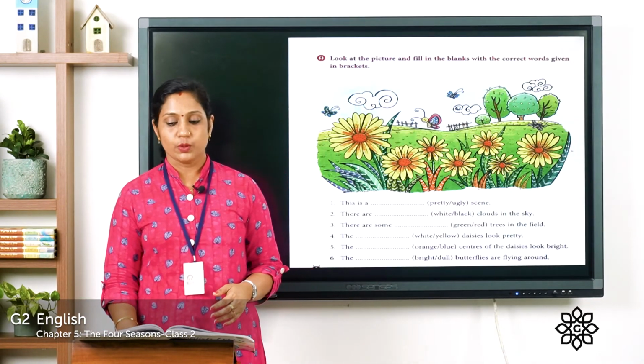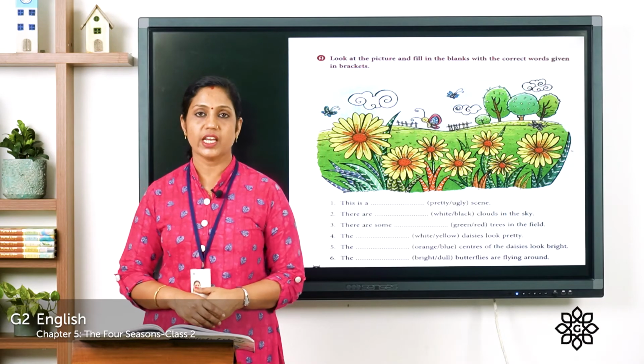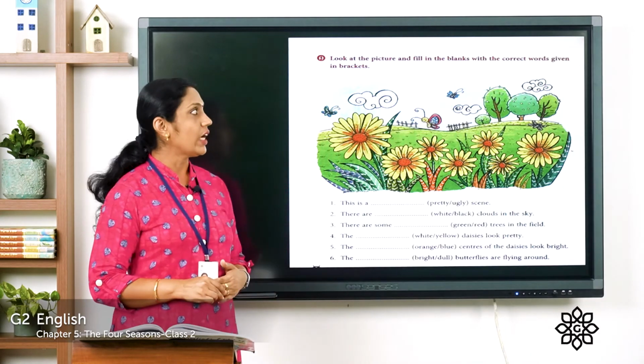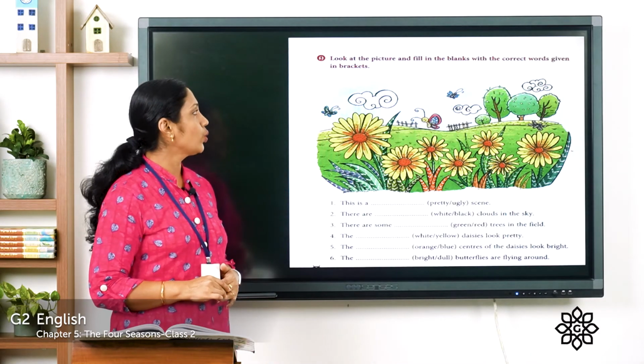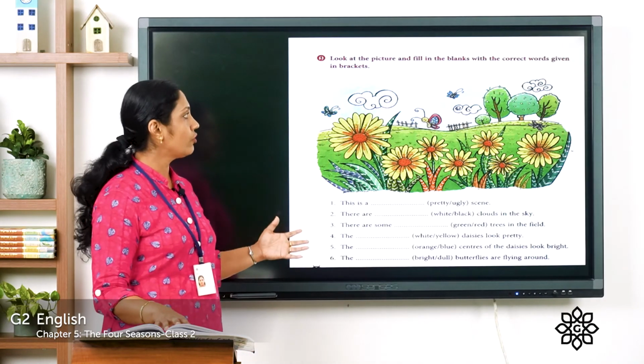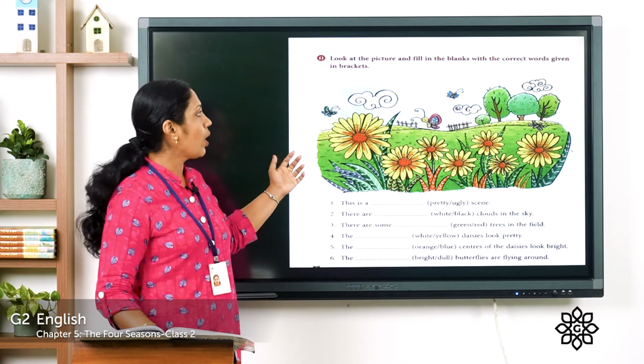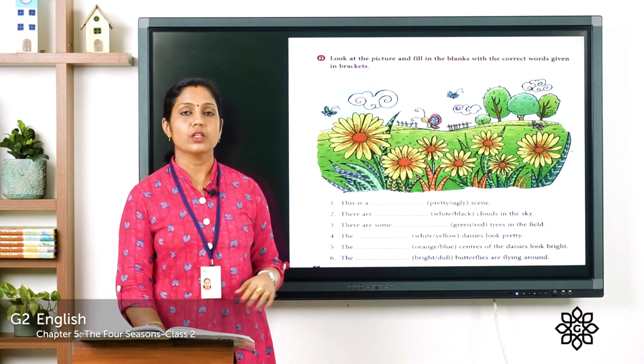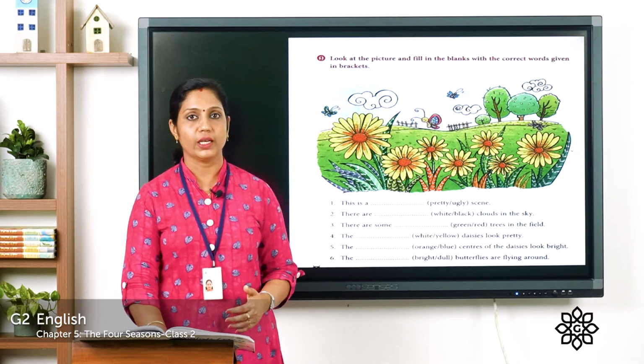Now in your textbook, page number 68. Look at the picture and fill in the blanks with the correct words given in the brackets. So you can see a picture here. You can see beautiful flowers, butterflies, clouds, trees, all in this picture. So looking at this picture, we have to fill.